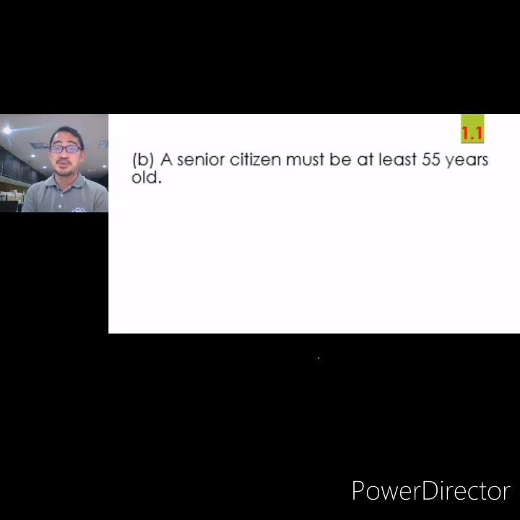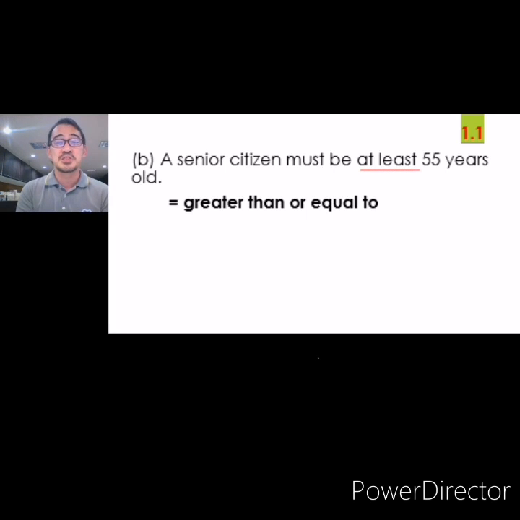Letter B. A senior citizen must be at least 55 years old. What is your answer? If you answer greater than or equal to, then you are right. But how or why? Read again the sentence. A senior citizen must be at least 55 years old. The word at least denotes greater than or equal to. A senior citizen must be 55 years old and up. So, if you are 55 years old, then you are a senior citizen. Or more than 55, you are a senior citizen.